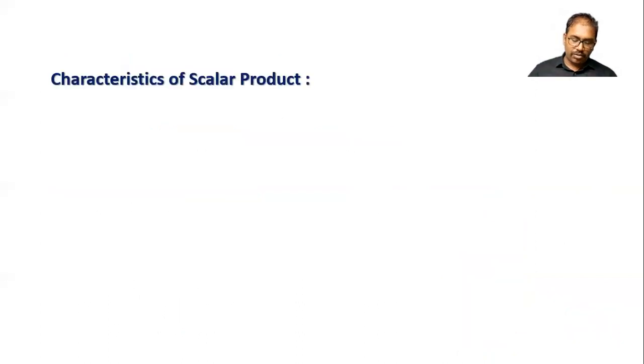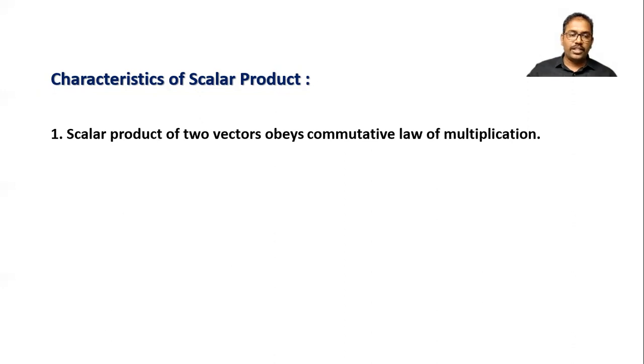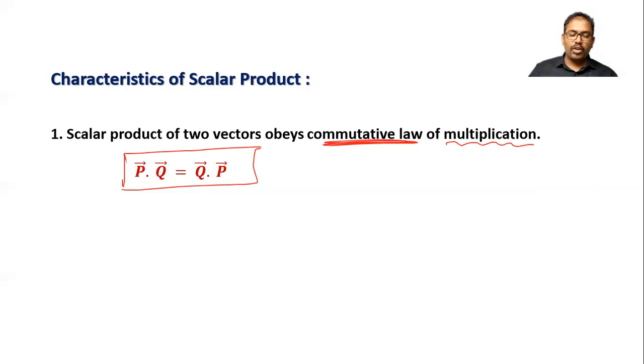Then after that, the characteristics. Your characteristics are very, very important, because based on the characteristics you have to solve the problems. Small questions may be asked. The first characteristic: the scalar product of two vectors obeys the commutative law of multiplication. We learned the commutative law of addition, but here it is the commutative law of multiplication. It means that if we find p bar dot q bar and we find q bar dot p bar, then both come out the same. So we can say that the scalar product obeys the commutative law of multiplication.